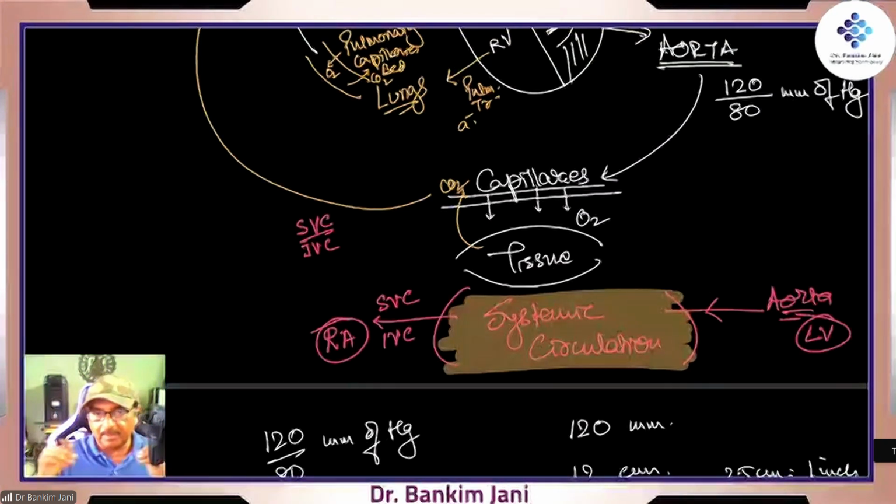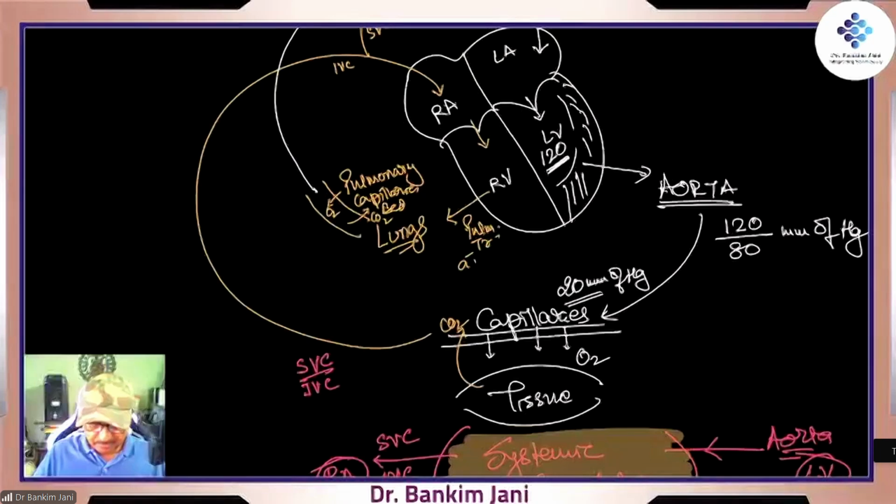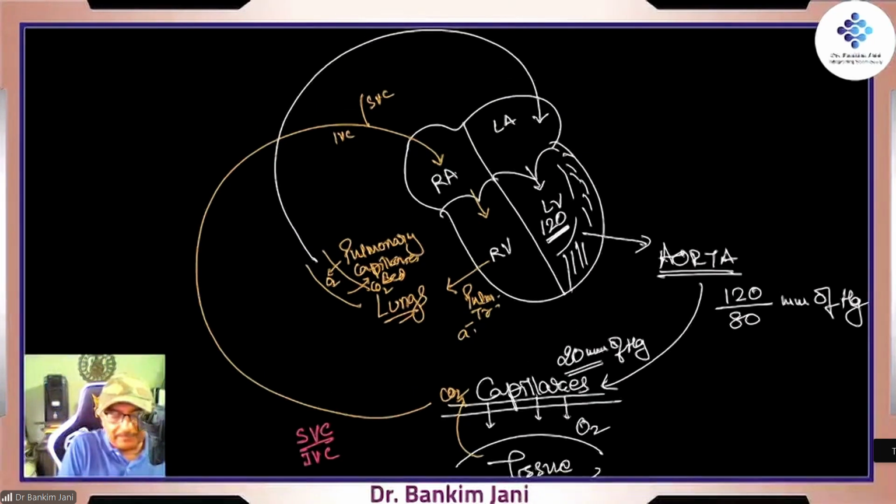Reason? There are millions of capillaries. So when it keeps on dividing, the pressure starts getting distributed. That's why in capillaries the pressure remains just 20 to 22 millimeter of mercury. That is the capillary pressure. Less, quite less.